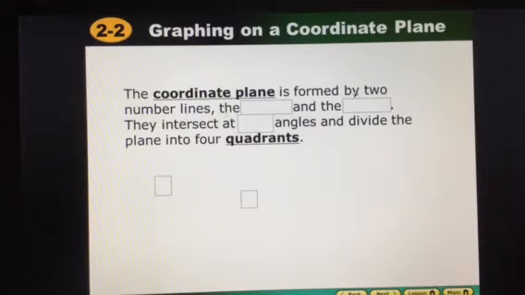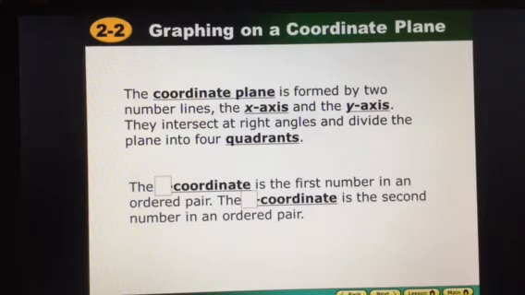So a coordinate plane is formed by two number lines, the x-axis and the y-axis. They intersect at right angles and divide the plane into four quadrants. The x-coordinate is the first number in an ordered pair. The y-coordinate is the second number in an ordered pair.